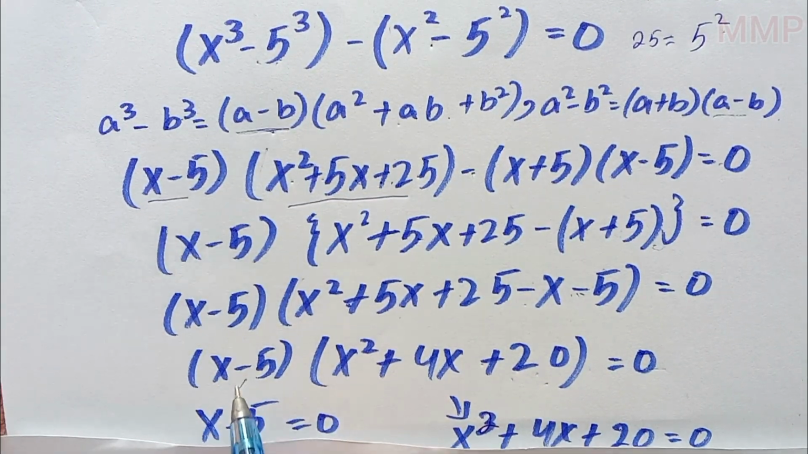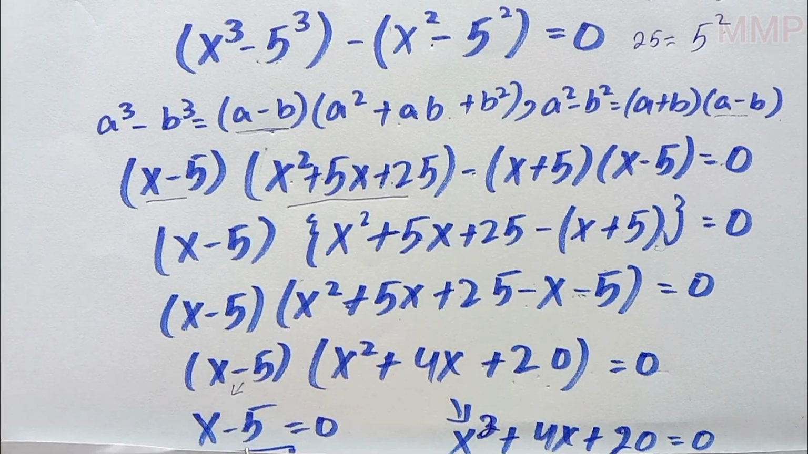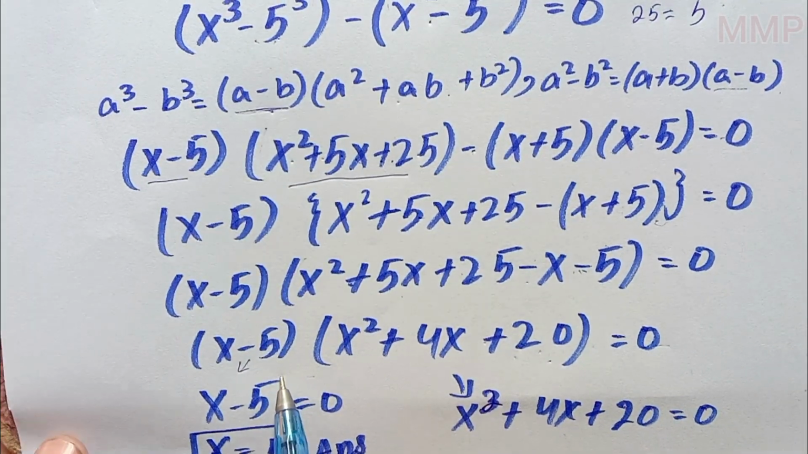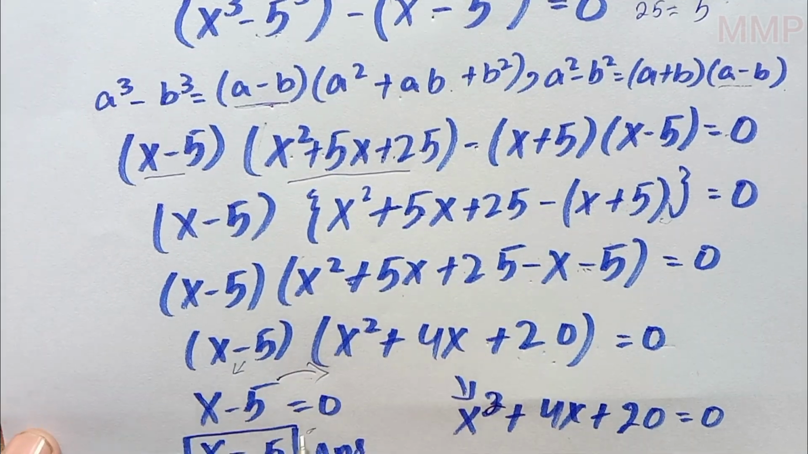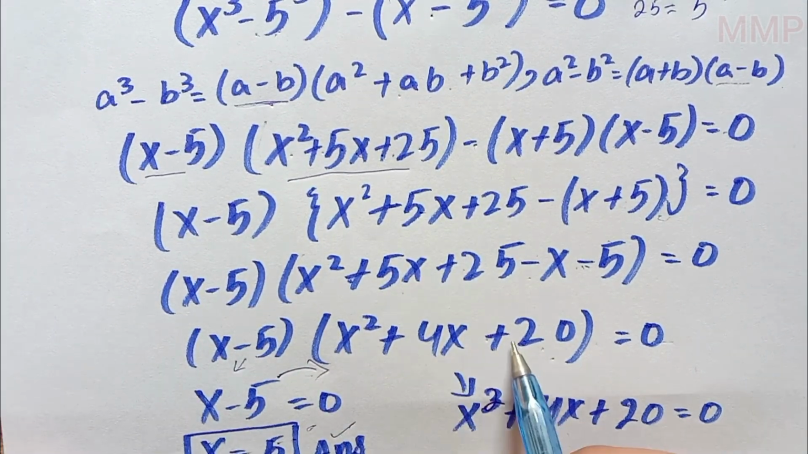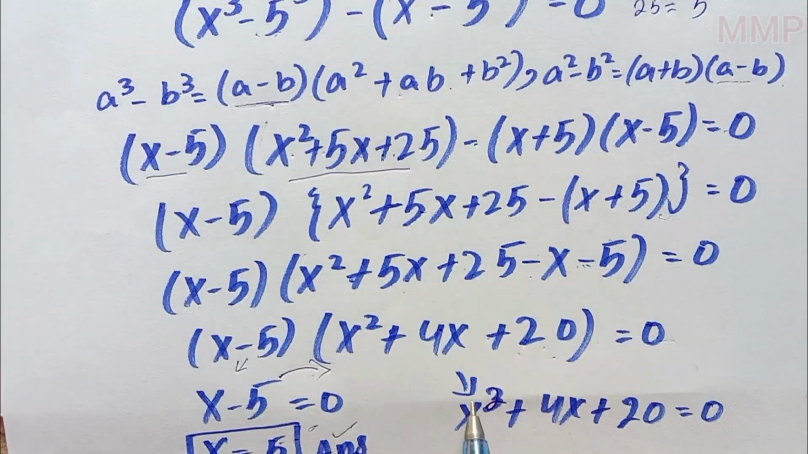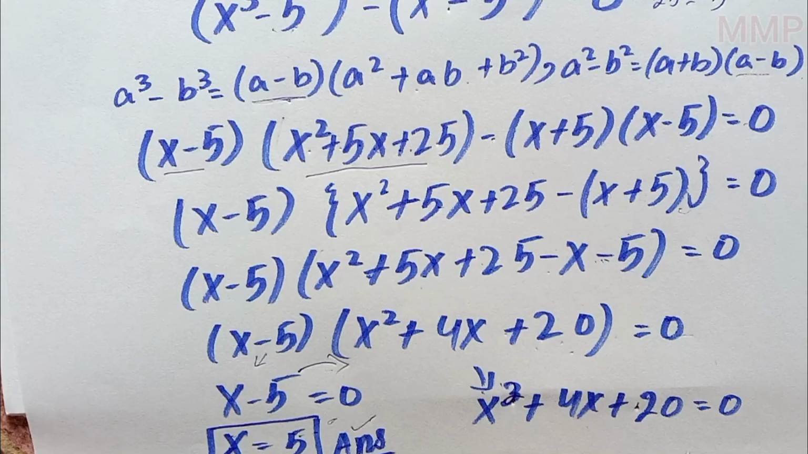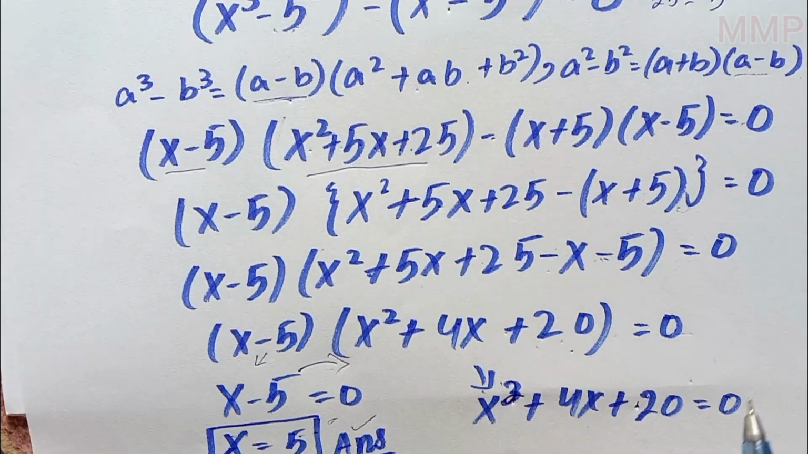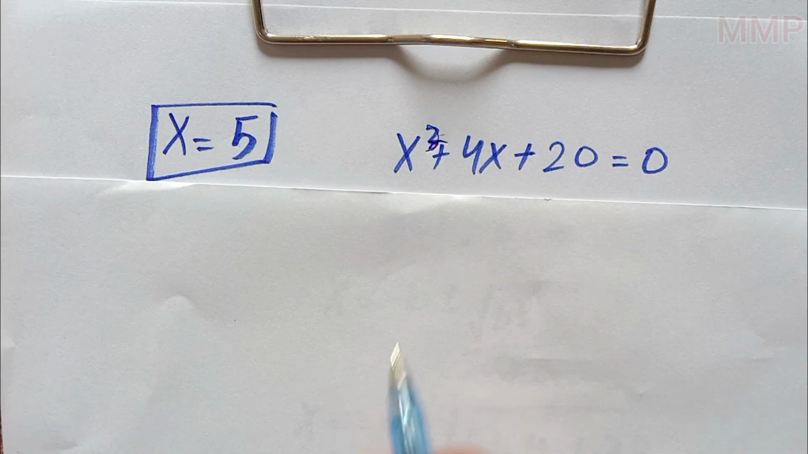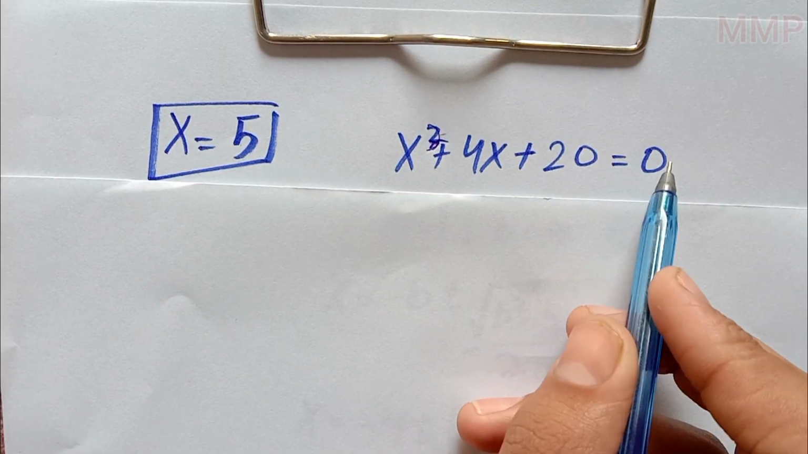We solve the left side: x minus 5 is equal to 0. Moving 5 to the other side, x is equal to plus 5. This is our first answer. And let's solve the right side: x square plus 4x plus 20 is equal to 0.